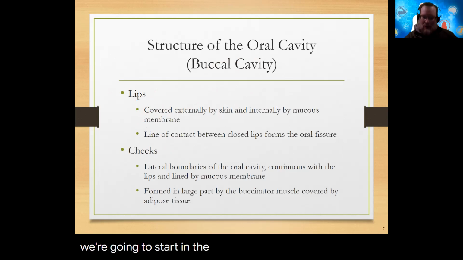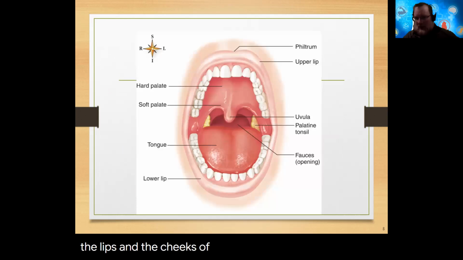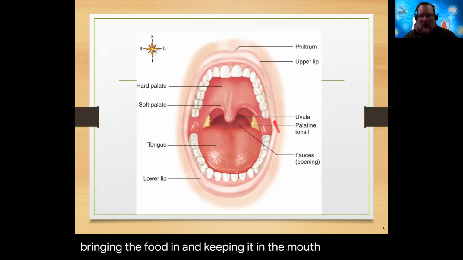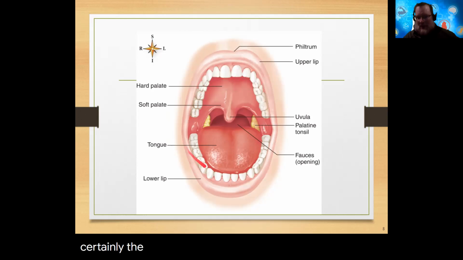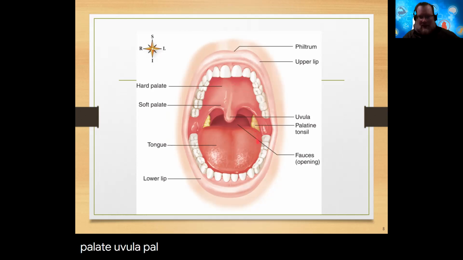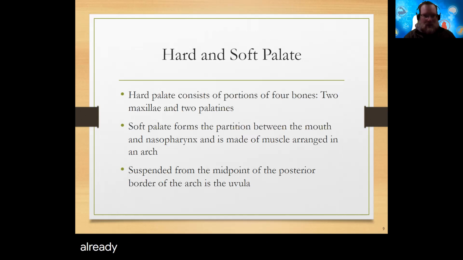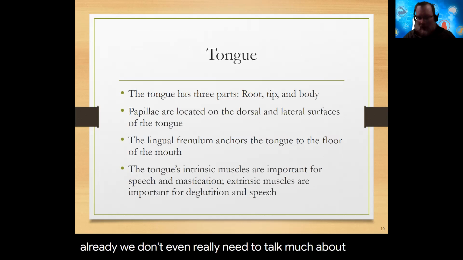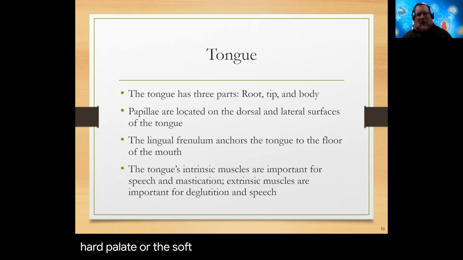We're going to start in the mouth, the buccal or oral cavity. The lips and the cheeks, of course, play a role with bringing the food in and keeping it in the mouth. We have certainly the top teeth, bottom teeth, the hard palate, soft palate, uvula, palatine tonsils, tongue. None of this is new to any of you. So this is where it all begins, and you know this already. We don't even really need to talk much about the hard palate or the soft palate. We've seen them before. We know what they're doing.